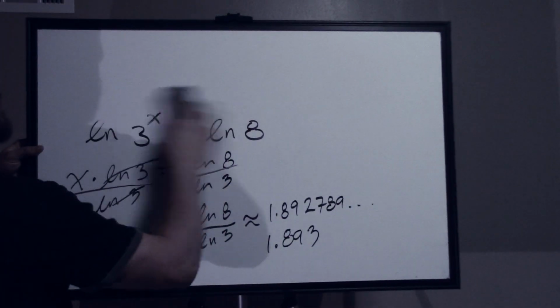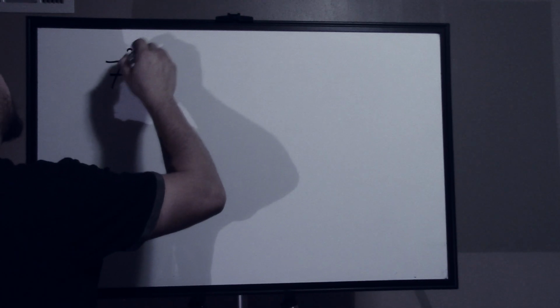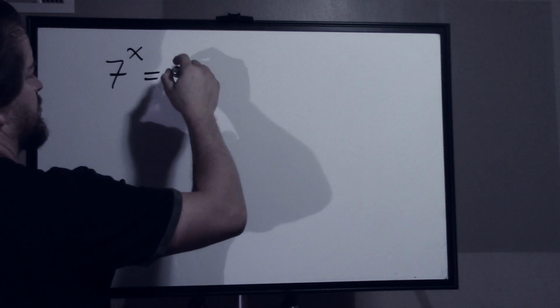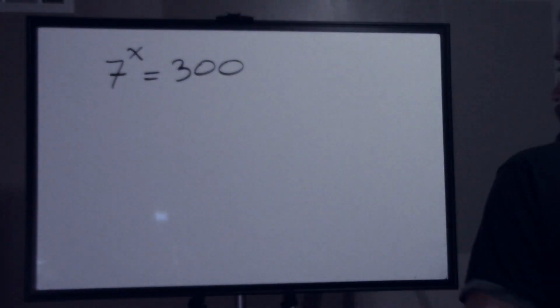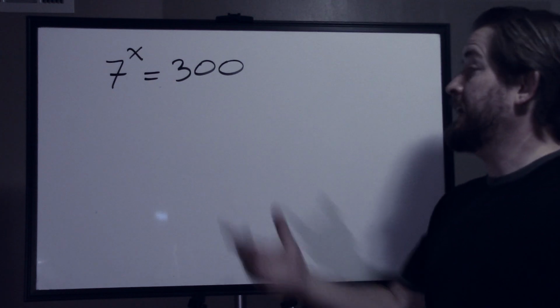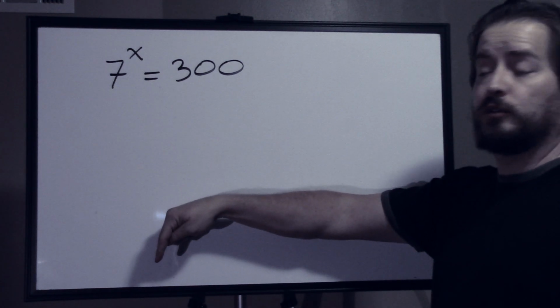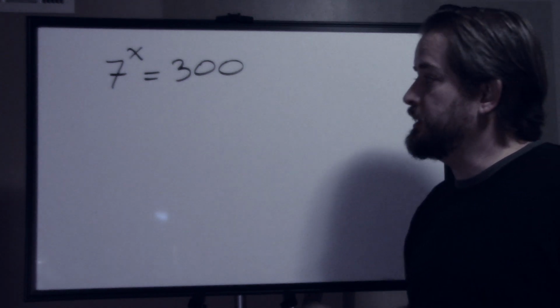Let's take a look at another one of those. We'll go through another example. Let's say I have 7 to the x equals 300. Let's go with that, right? So again, I can't write 300 as 7 to some power. I mean, I can. We're going to figure out how to do that, but I can't write it as a nice power. So I'm going to take the natural log of each side.